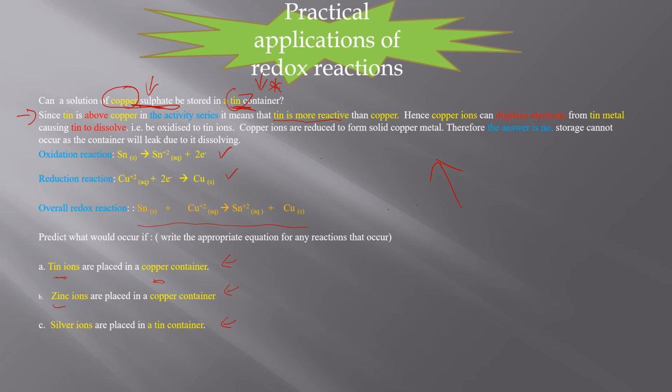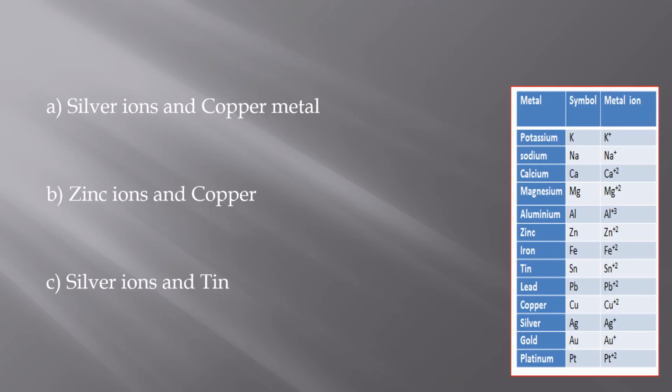Have a look and see where zinc and copper is, and silver and tin is on your activity series. You would expect that silver, being fairly unreactive, is going to be right down the bottom of the activity series. So tin is going to be higher, hence they will react, as in, because these ions will accept electrons from the solid tin, the tin will dissolve, exactly like our example at the top there. Let's look at this in a little bit more detail.